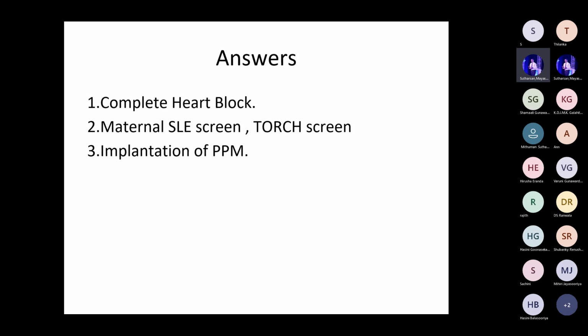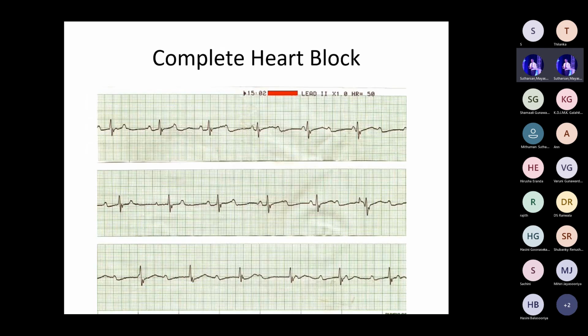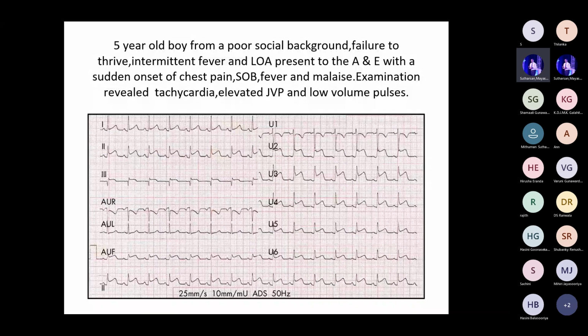5 years, poor socioeconomic background, failure to thrive, intermittent fever, loss of appetite, presented to the A&E with sudden onset of chest pain, SOB, fever, malaise, tachycardia, elevated JVP, low volume pulses. So a lot of clues are there actually. That's why I said, without a history, you can't interpret an ECG. However competent you are, without a history, you can't interpret. So what's the salient feature here? ST elevations, where?